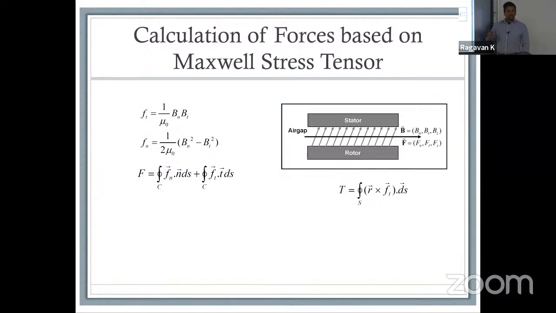They have been established for quite some time. You know that you can calculate Ft as a function of 1 over nu naught Bn Bt, and Fn is a function of 1 over 2 nu naught times Bn squared minus Bt squared. Now, one question I would ask you is, when you look at Fn and Ft, the first thing you will notice is that you cannot influence one without influencing the other, which means if your Bn and Bt change, you cannot just maximize torque or tangential force without having a corresponding impact on your normal forces.